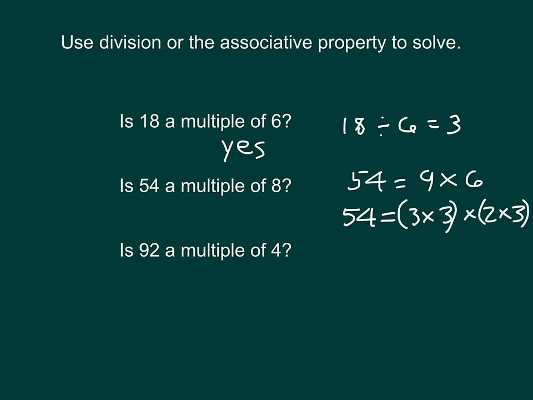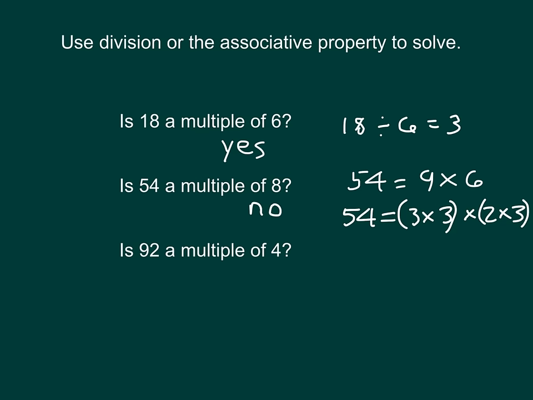Next, I'm looking to see whether or not I can get 8 by associating any of these numbers. Well, let's see, 3 times 2 would be 6, so I couldn't associate those two. 3 times 3 would be 9. No, I can't associate those two either to do anything. Therefore, 54 is not a multiple of 8. It would be a multiple of 9, of 6, and also, let's see, I think those are the only two. Well, we'd also have 3 times 3 times 2, which would be 18. 3 times 3 times 3, which would be 27. We have a number of those that it would be a multiple of, but not 8.